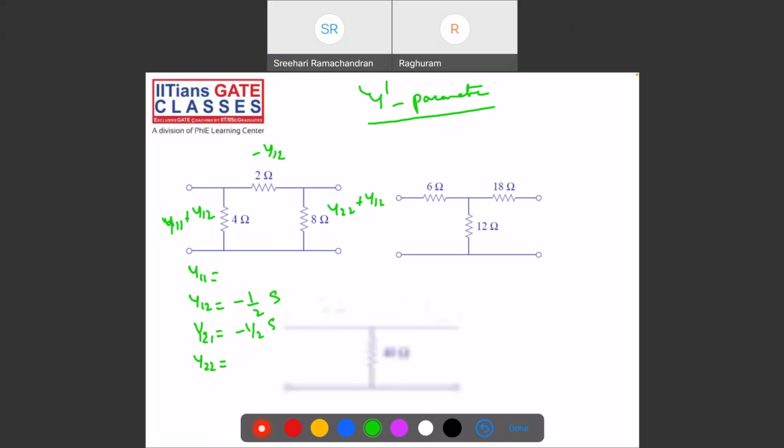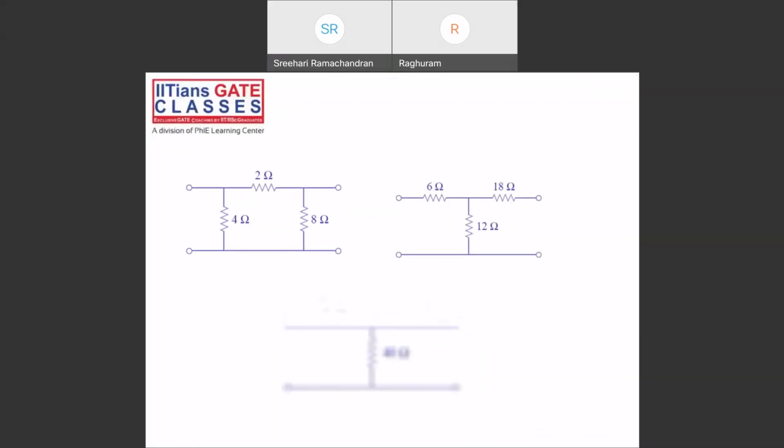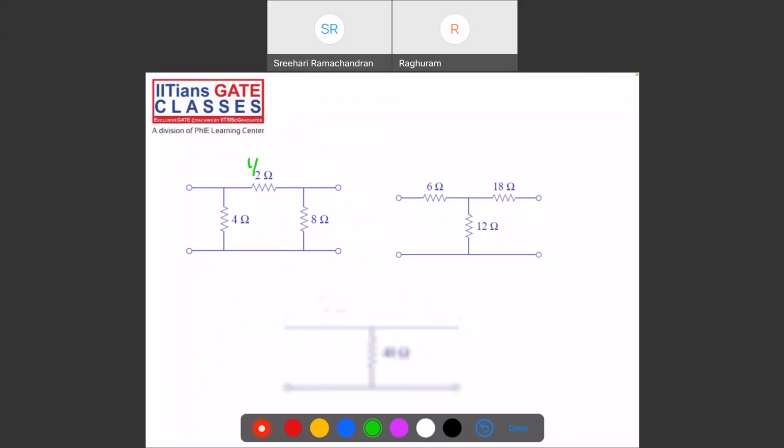Y11, what is y11 now? Y11 is equal to 1/4 minus y12, so 1/4 plus 1/2. Yes, 1/2. Okay, so y11 is 1/4 plus 1/2. It is 3/4. Okay, 3/4 Siemens.